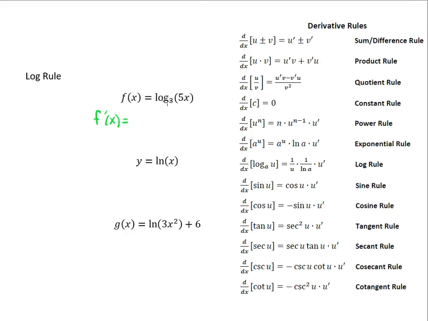All right, so log base 3 of 5x. According to the log rule, when I'm taking the derivative, it's simply 1 over the argument. That's the part inside of the log function. In our case, that's 5x. So it's 1 over 5x times 1 over the natural log of our base, and it's always natural log. Base is 3. And then finally, once again, we've got our good friend, the chain rule. We have to multiply by the derivative of the argument. So that's the 5x right here.